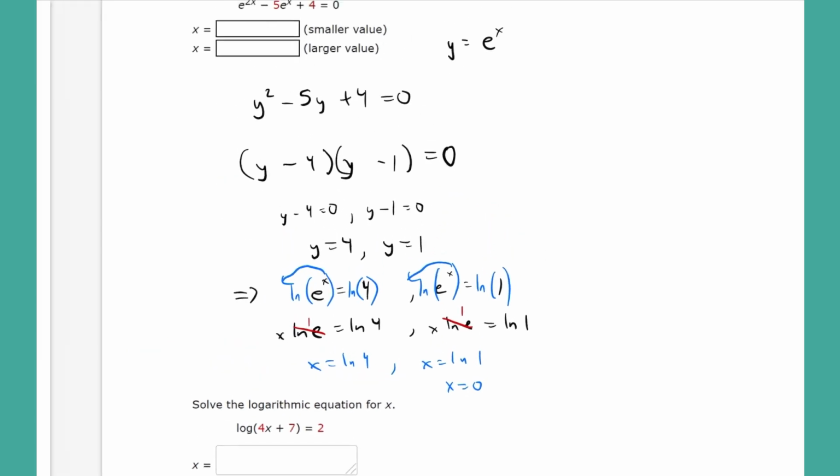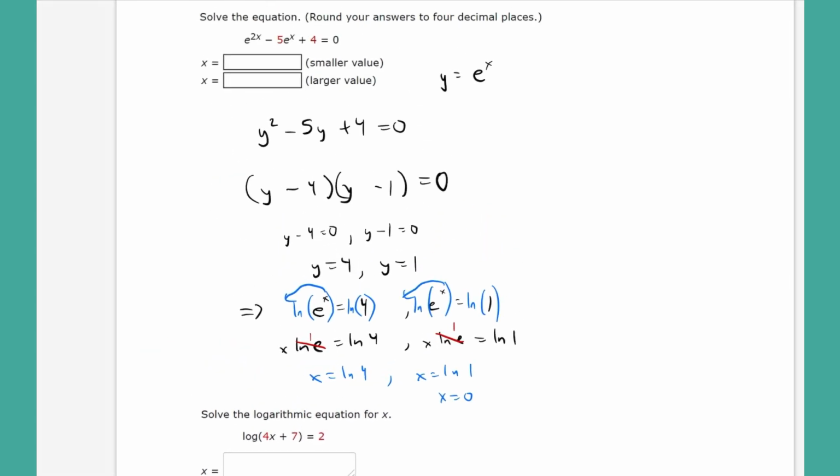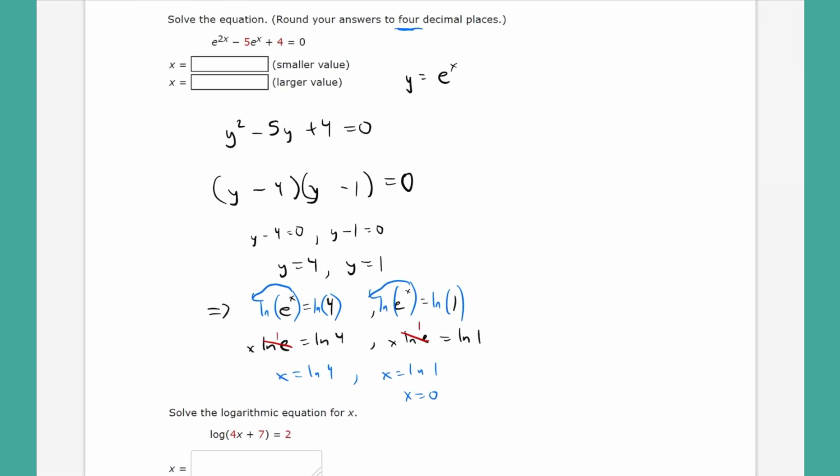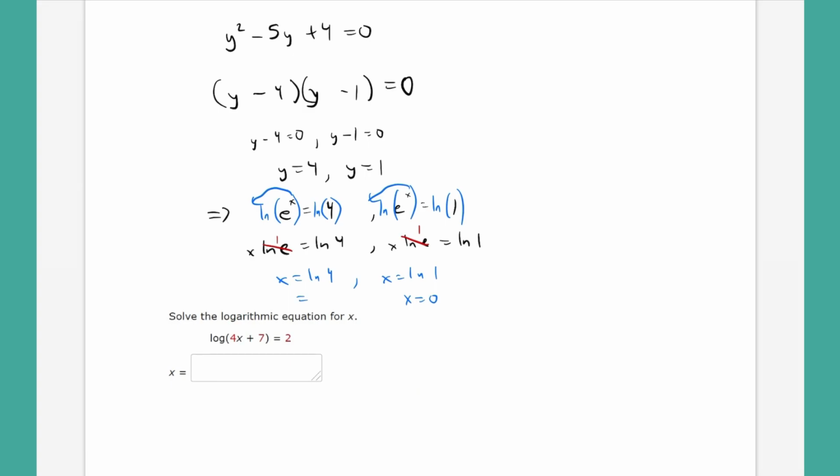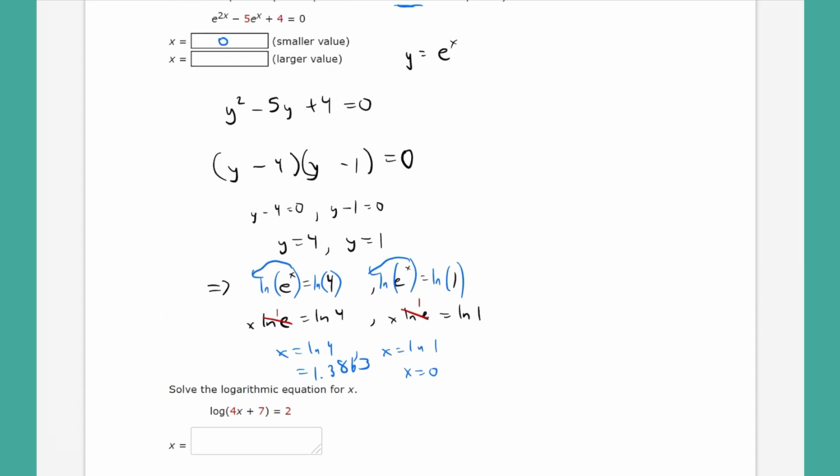All right, so they do want us to round to 4 decimal places, so let's calculate what this one would be. Natural log of 4 is going to be 1.3863 if I round. So the smaller value would be 0, and the larger value would be 1.3863.